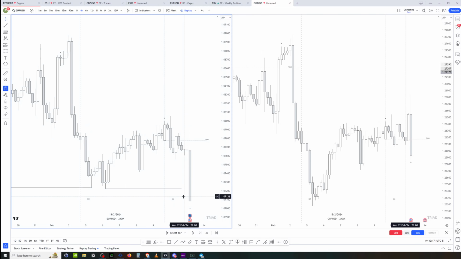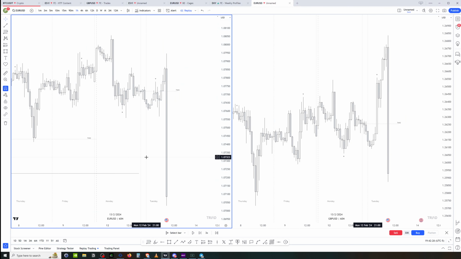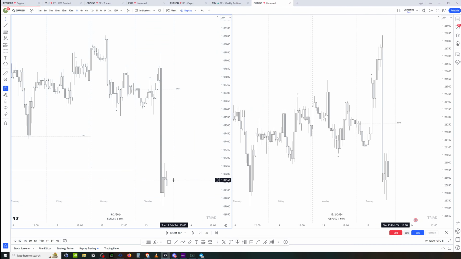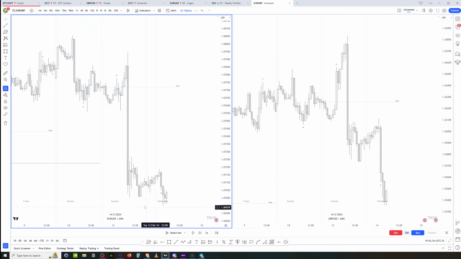Now, our mentor says to wait an hour after news to see what happens before getting into the trade. And this is why. So you go down to the hourly and you start allowing the day to play out. Now, this is the Tuesday, and you probably shouldn't really think about trading straight after.